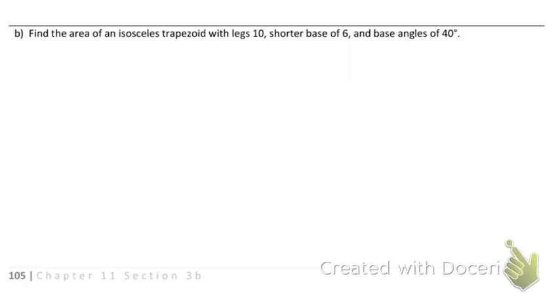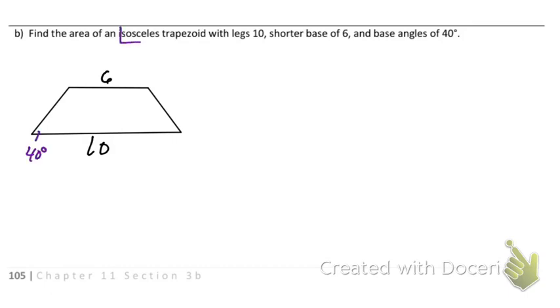All right, it says find the area of an isosceles trapezoid with legs 10, shorter base 6, and base angles of 40 degrees. So let's go ahead and draw that guy. So we have a trapezoid, and we have a shorter base being 6, the longer base being 10, and we have base angles of 40 degrees. Now, it says it's isosceles right here, but it also tells you it's isosceles right here. If it says both your base angles are 40 degrees, that is the same thing as saying it is isosceles. So if I say base angles are 40 degrees, I don't need to tell you it's isosceles. So that's 40 degrees.